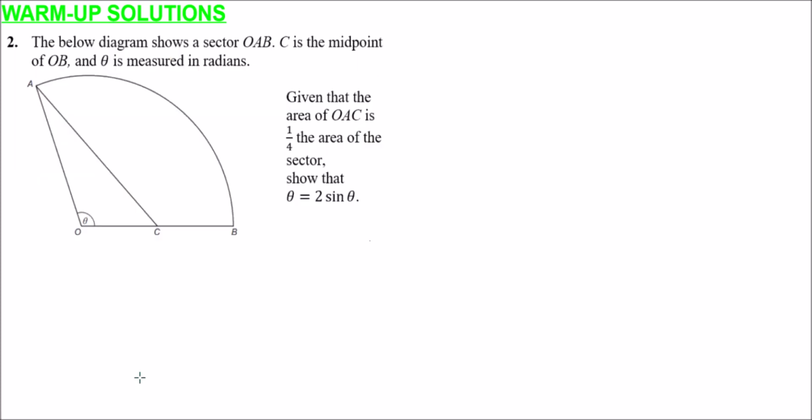Question 2. We've got a diagram below showing a sector OAB, and C is the midpoint of OB, and this angle theta is measured in radians. So given that the area of OAC is a quarter of the area of the whole sector, show that theta equals 2 sine theta. So again, we need to recall a few bits and pieces.